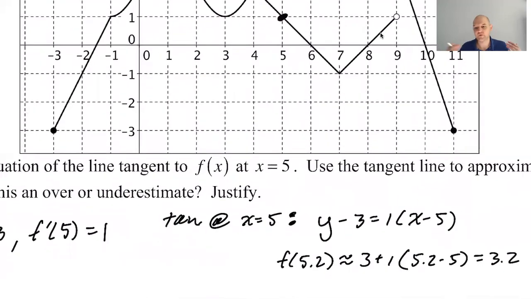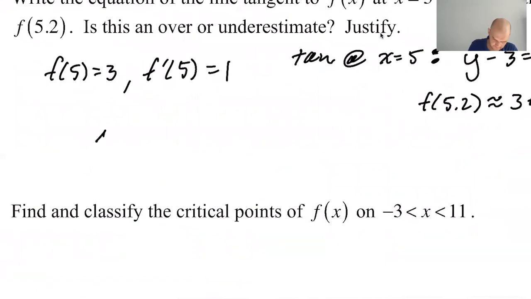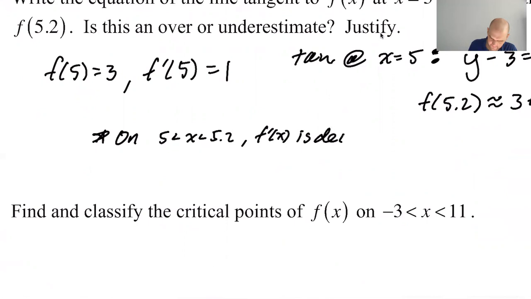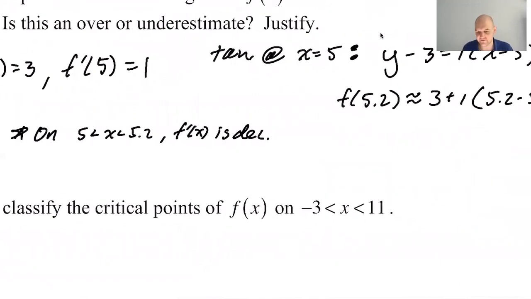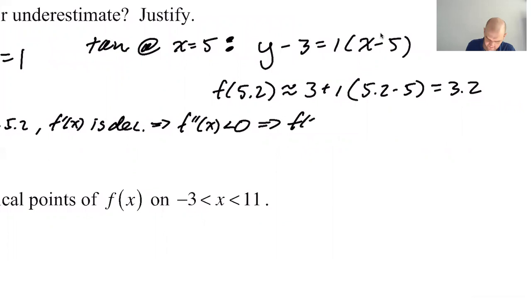So let's try to formalize that. I'm going to say on 5 to 5.2, f prime of x is decreasing. That's enough. I could just say f prime is decreasing, therefore f of x is concave down. You might want to go the extra step, so I'm going to say which implies f double prime of x is less than 0, which implies that f of x is concave down.